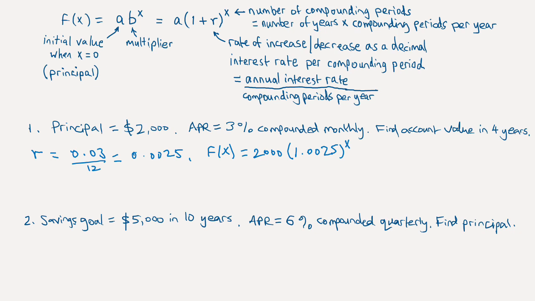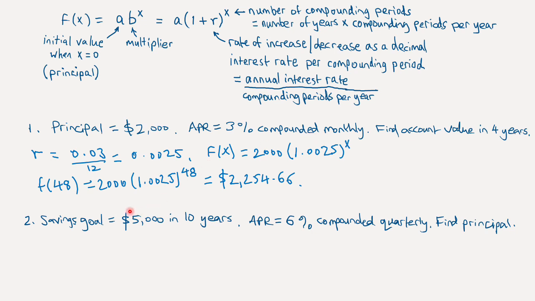And if we're trying to find the account value in 4 years, then remember x measures the number of compounding periods, so we need to multiply 4 by 12 in this case. So we're trying to find f of 4 times 12, which is 48, so f at a value of x equal to 48. So we write out our formula again, and this time we can write in 48 for x, and then if we evaluate that on a calculator we get $2,254.66. So that's how much the account would be worth after 4 years if we initially invest $2,000 and the annual percentage rate is 3% and we're compounding the interest monthly.